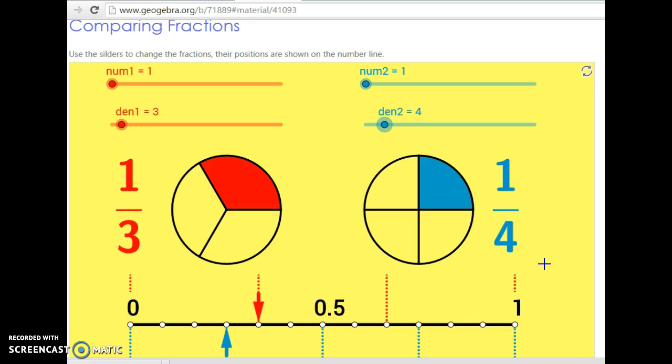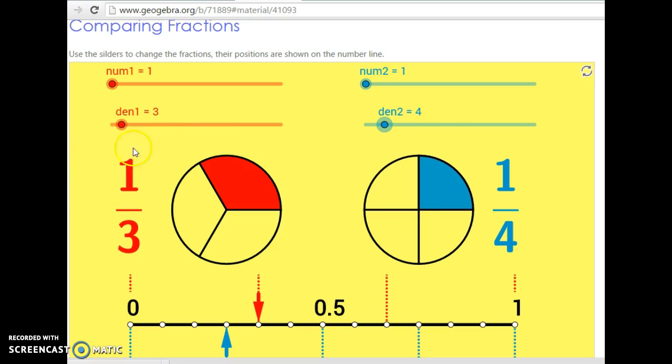In this video, we are going to do some review of fractions that we've been talking about in class. Then we're going to explore this tool from Geogebra. And then I'm going to talk about the assignment that I would like for you to complete. So first, let's talk about fractions.